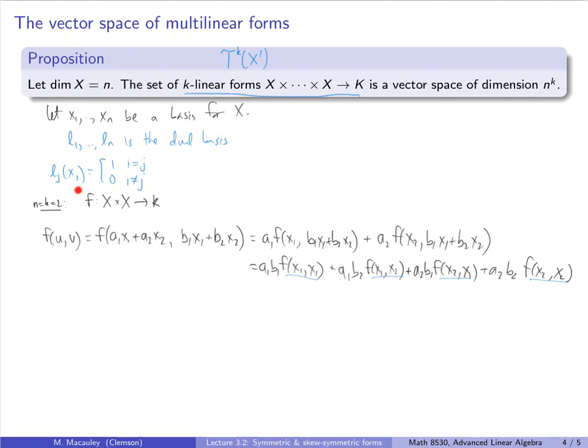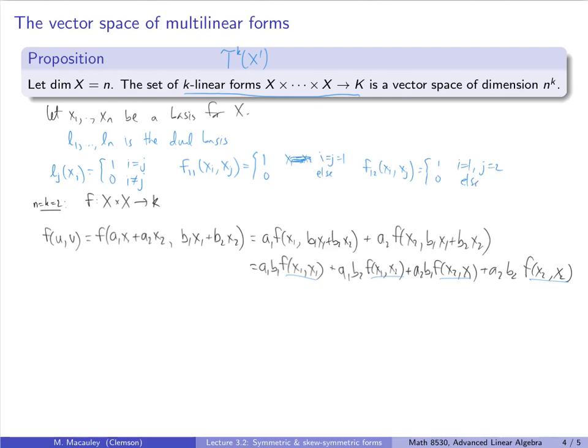So in other words, a generalization of this is the following set. How about if I just list them? F11 of xi xj. So let's define this to be the function which is 1 if i and j are equal to 1, and 0 otherwise. And then we'll say that f12 of xi xj is going to be 1 if i equals 1 and j equals 2, and 0 otherwise.